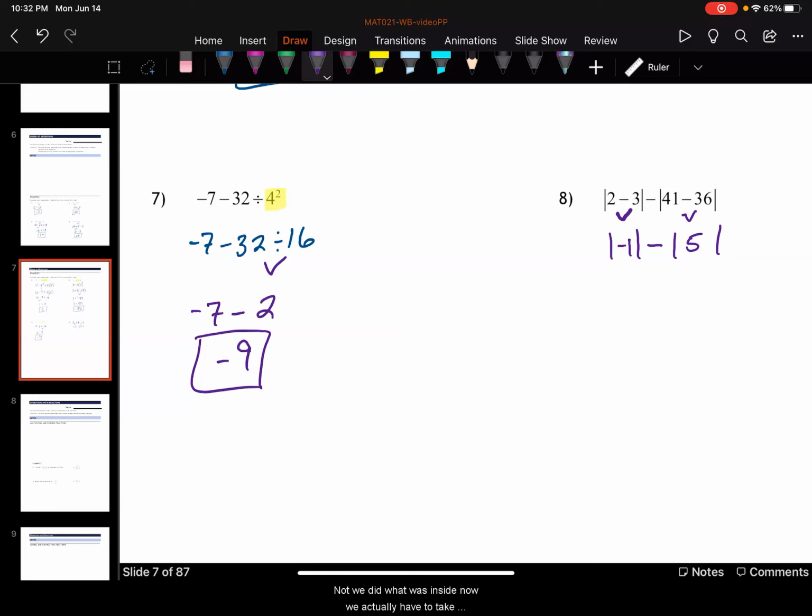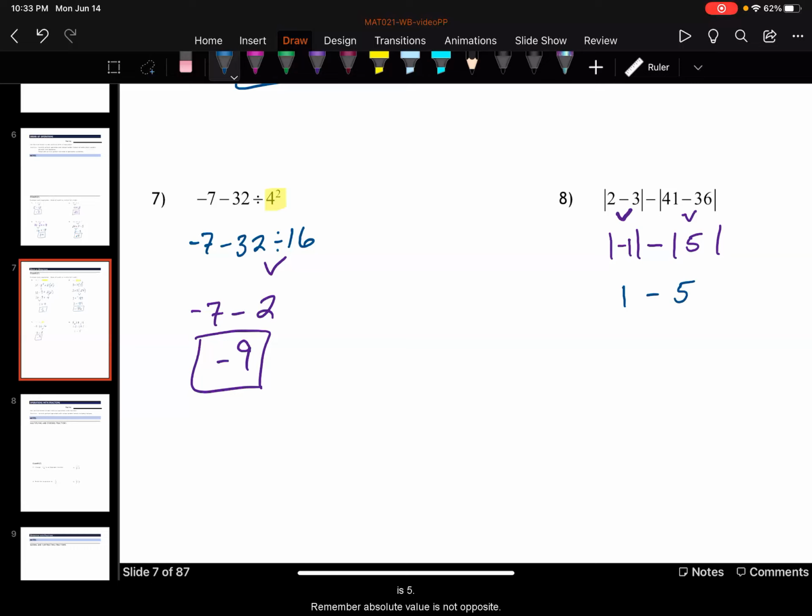Now we did what was inside. Now we actually have to take the absolute value. So the absolute value of negative 1 is 1. That minus sign stays a minus sign because it's not inside an absolute value, so minus. And then the absolute value of 5 is 5.